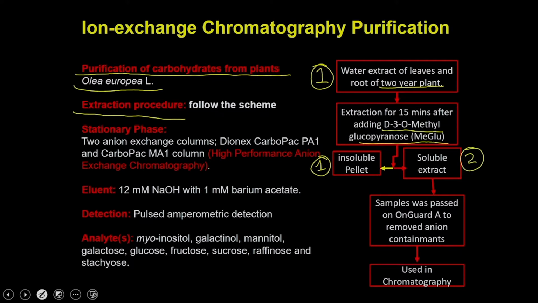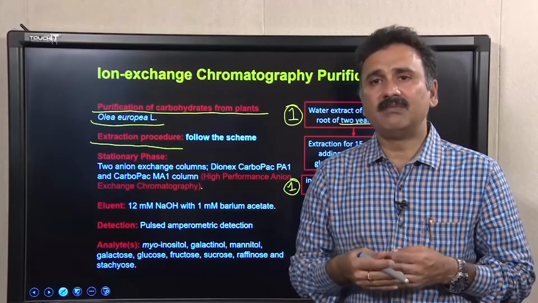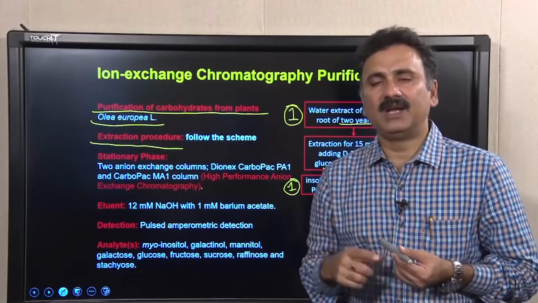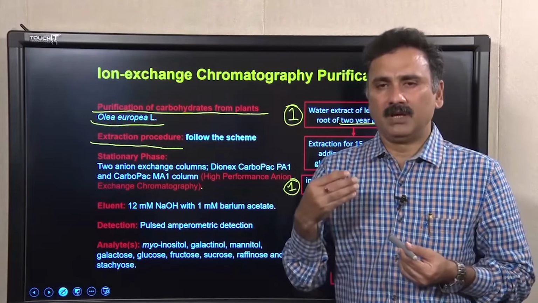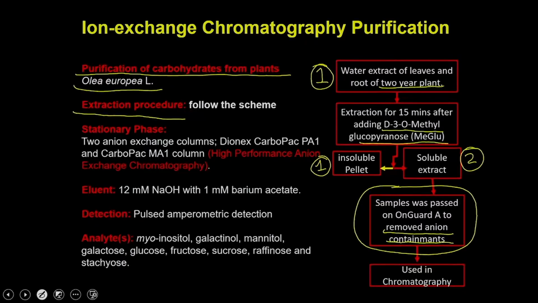Now, the soluble extract you can pass through a guard column, so that it removes the impurities. As you remember, while we were discussing the preparation of the samples, it was very much advisable that you should not have particulate matter, especially in this case where we have to use the guard column, so that you remove all the contaminants and they do not interfere in the subsequent steps. After that you can do the chromatography.